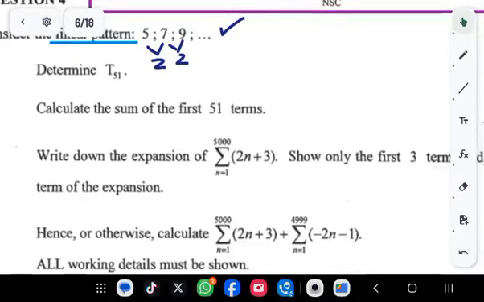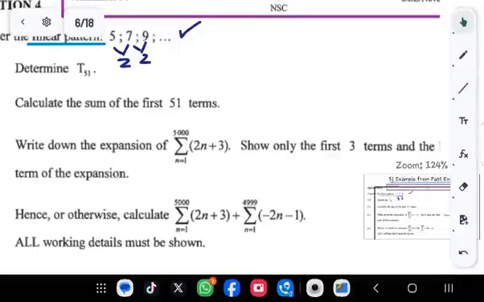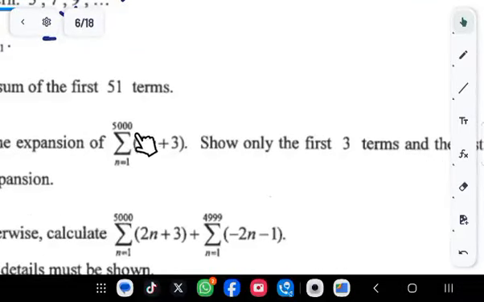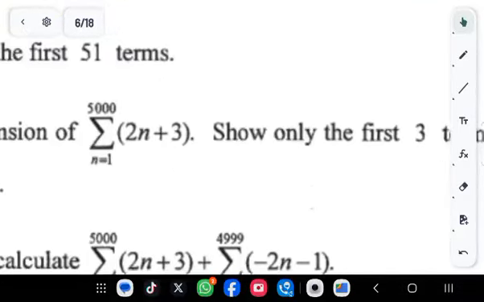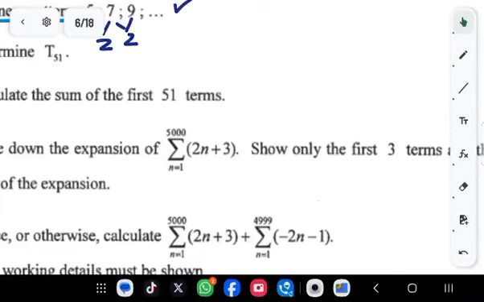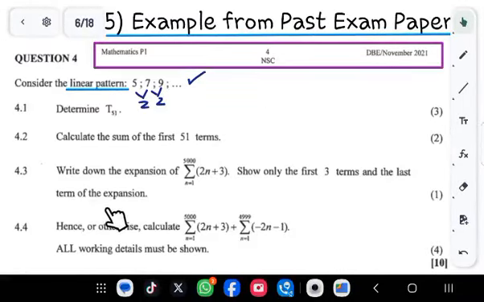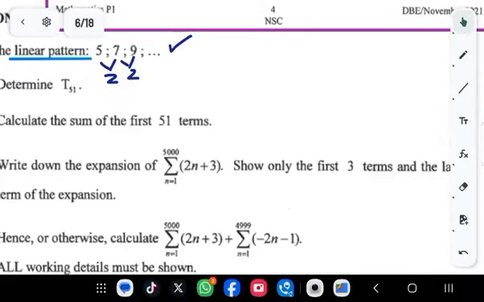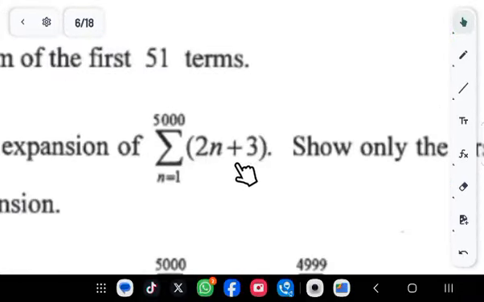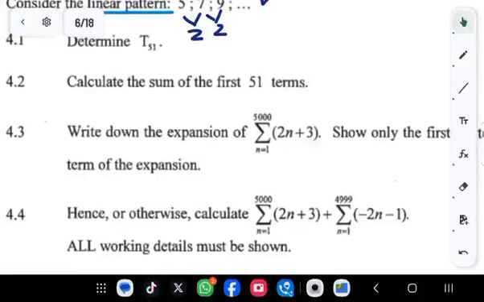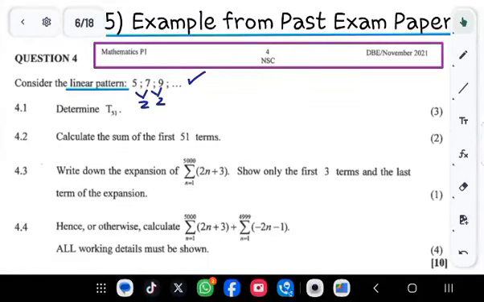Now 4.3, write down the expansion of the sum of, in bracket, 2n plus 3, from n equals 1 all the way to 5,000. Show only the first 3 terms and the last term of the expansion. We're just showing the expansion. So we need to figure out what term number 1 is, term number 2, term number 3, and then the last term. All right, now let's do that.